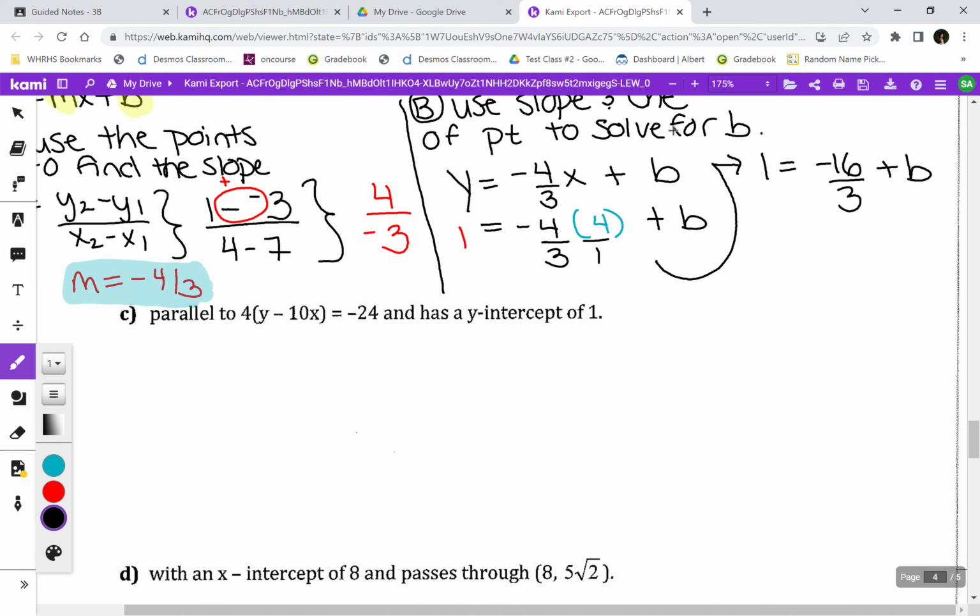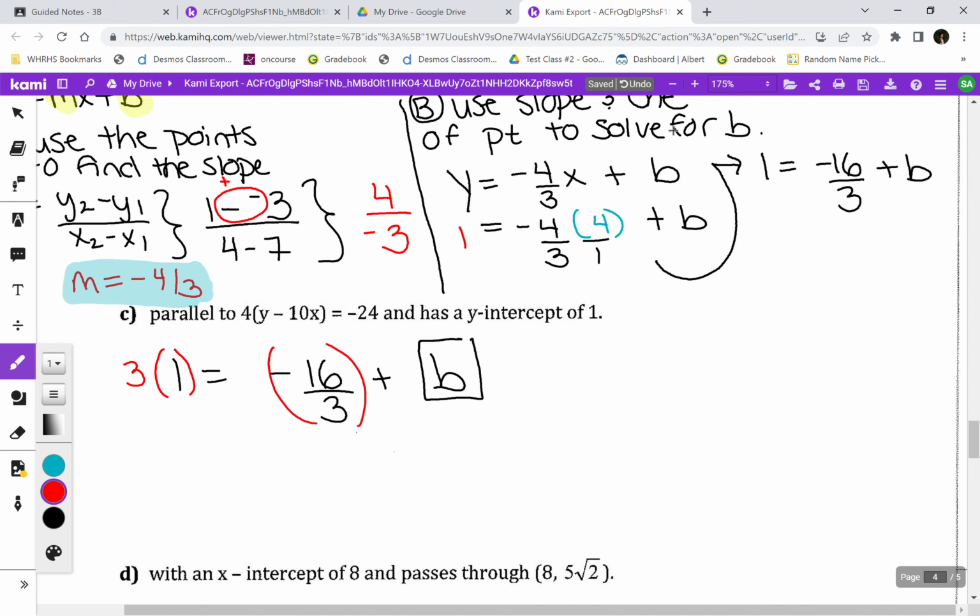Just so I have more room, I'll write it down here and then I'll erase. 1 equals negative 16 over 3 plus b. You can add that 16 over 3 over to the other side and then make a common denominator and add, or you can right now eliminate the denominator. How would I right now eliminate the denominator? So solve for b by eliminating the denominator. Good. We're going to multiply both sides by 3. That's how you eliminate the denominator in an equation.